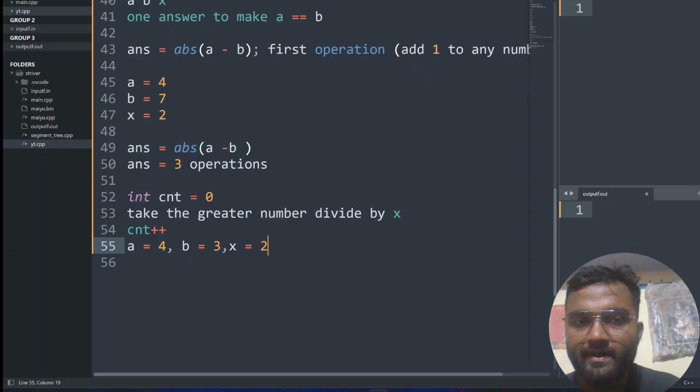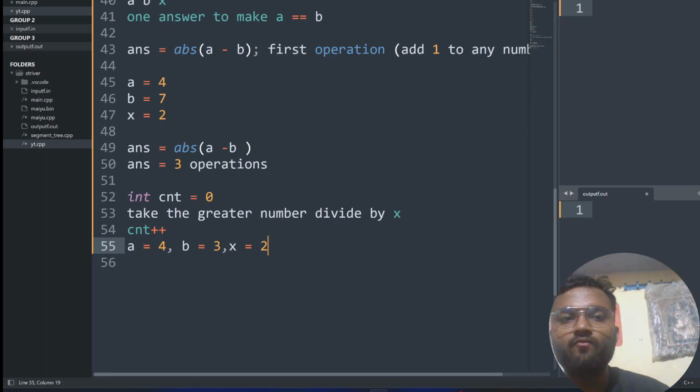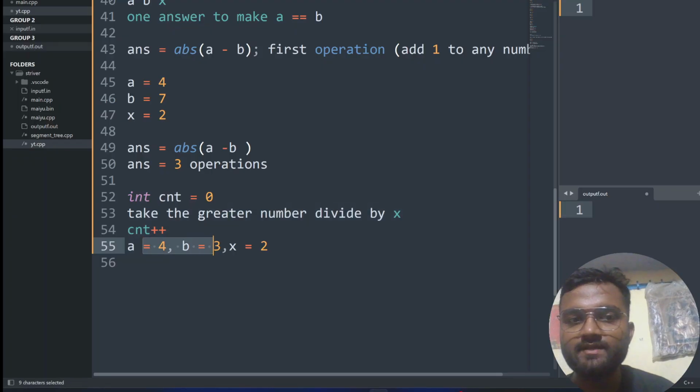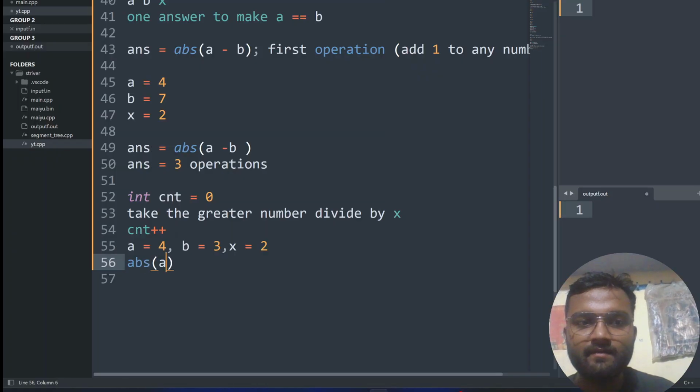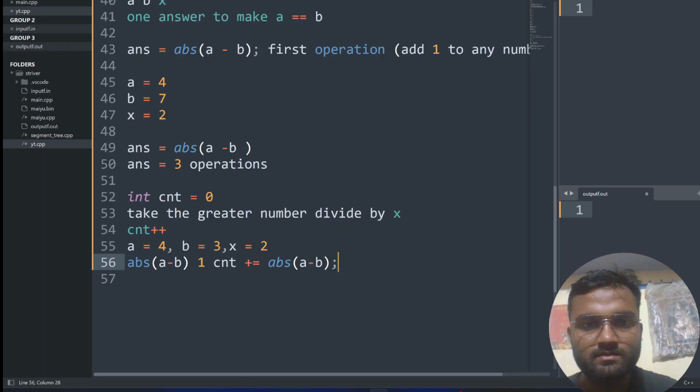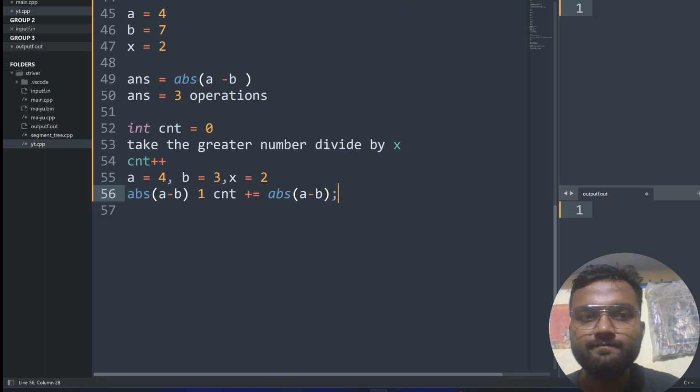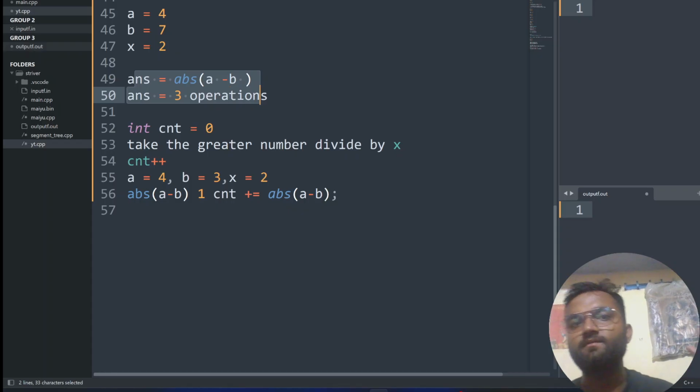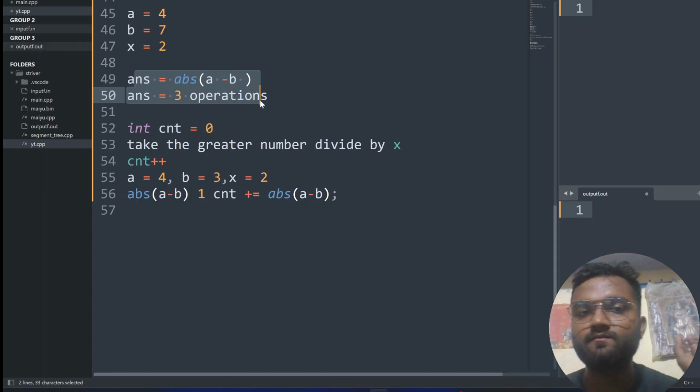At this point we also have to think about the first operation. Once I have divided the greater number, we check their absolute difference and add that to the count. The absolute difference between a and b is now 1, so we add it to the count. I hope you are getting this. First we take the total absolute difference, which is only doing operation 1.